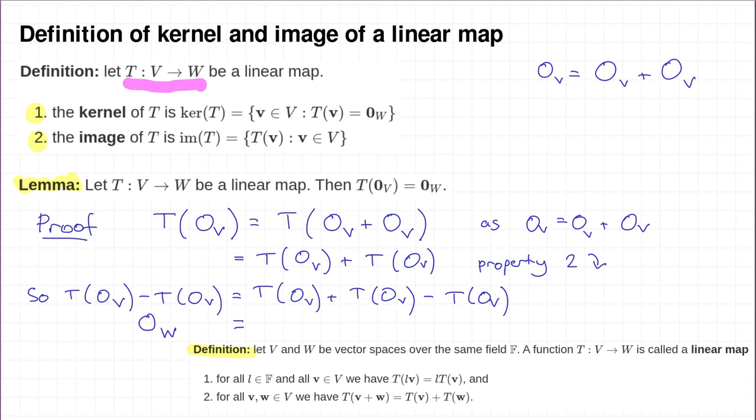And on the right-hand side, T of 0_V minus T of 0_V is the 0 vector in W again. So I've got T of 0_V plus 0_W. And again, the defining property of the zero vector in W is that when you add it to something, here T of 0_V, you don't change it. So we just end up with T of 0_V. All right, so on the left I've got the zero vector in W, on the right I've got T of the zero vector in V, and that means I've proved the result which I wanted to prove.